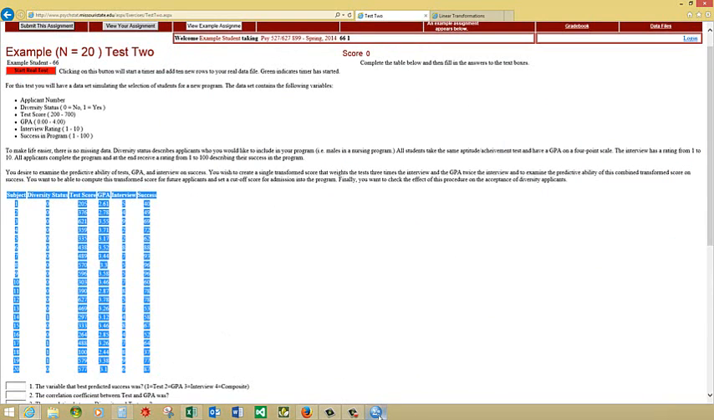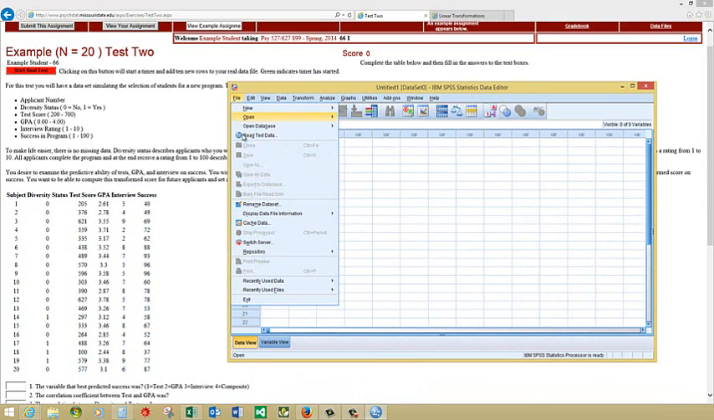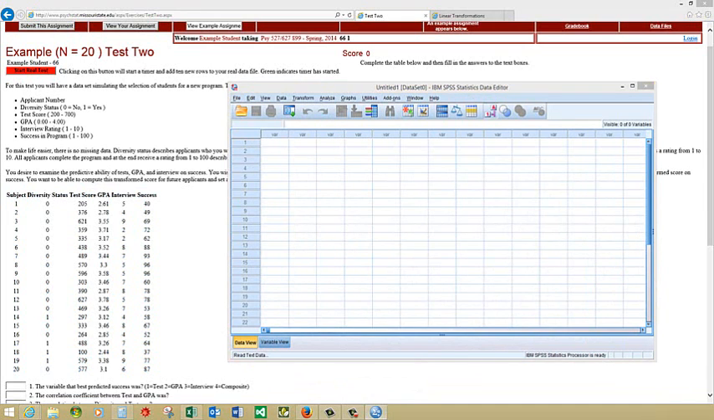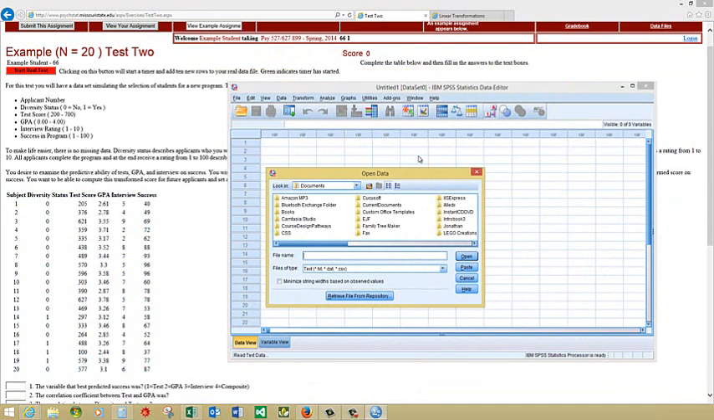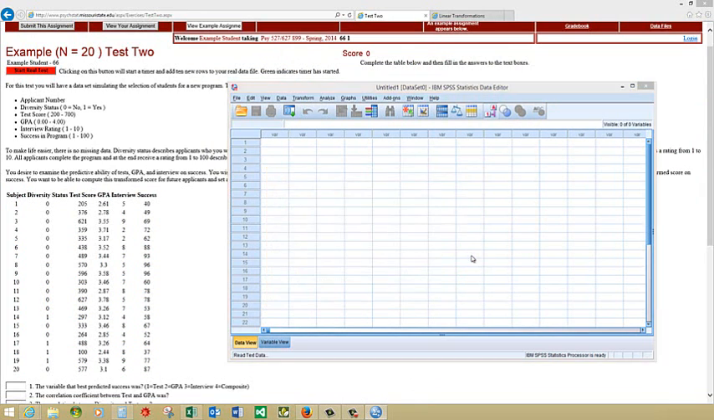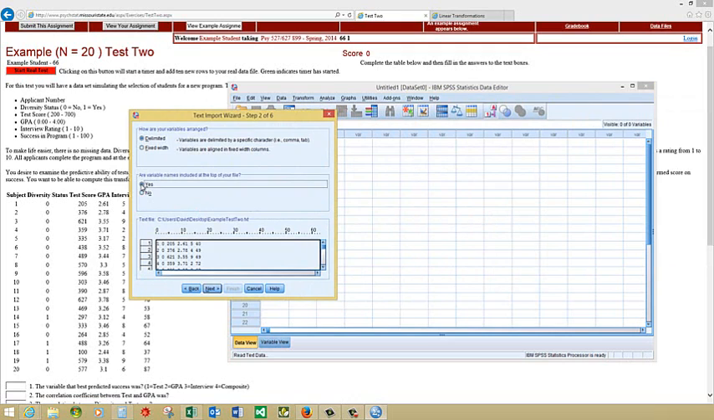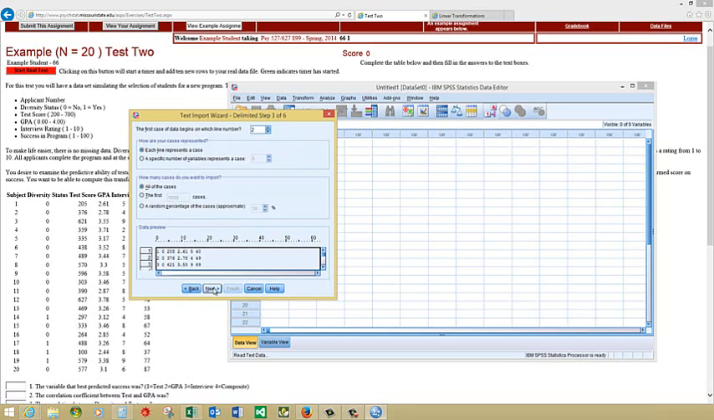Now I'm going to go to SPSS, and I'm going to read text data. And I'm going to look on my desktop, an example test 2, that's what I called it. I'm going to open that data file. I've got 6 steps to import the data file. It doesn't match a predefined format. It does have my variable names at the top. It is delimited. It's delimited with a space.